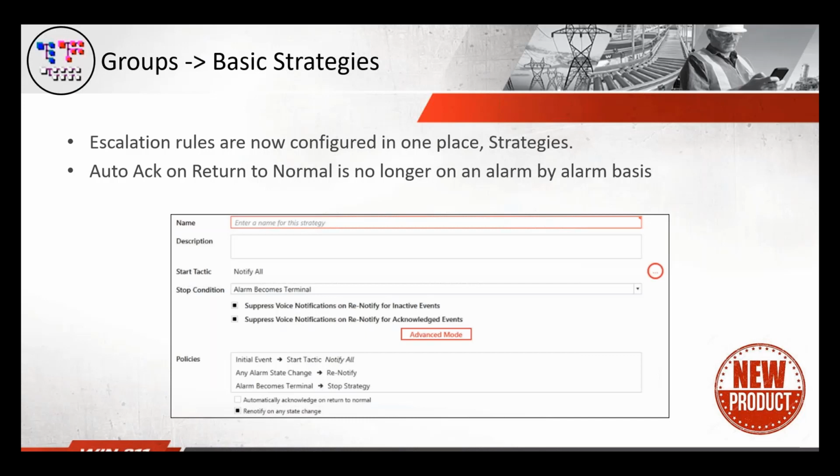With version 7, we had a lot of that hard-coded, and now we've opened that up. We've been more flexible. So you have full control over when you want the stop condition. Do you want to stop notification when the alarm becomes terminal, or would you rather stop when the alarm goes inactive or once the alarm becomes acknowledged? You have control over that now, whereas you didn't in version 7.